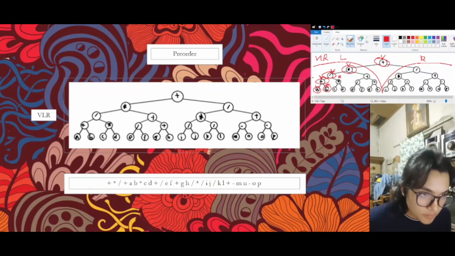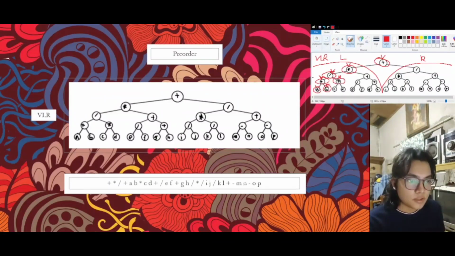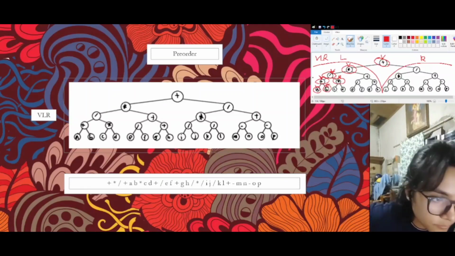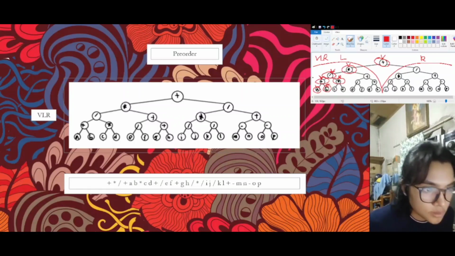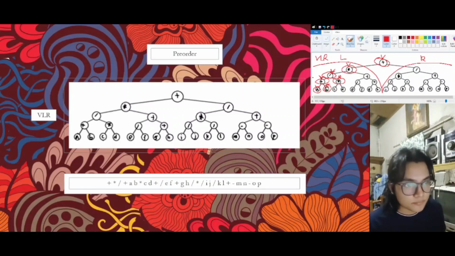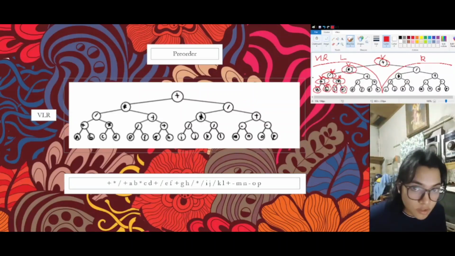So in this, we are going to put multiplication, and then since we have a left node here, we're going to go first with the left node. So the next expression is going to be C, and then D. Since we're done with this part, we're now going to proceed with this visiting node, and then this is our R.